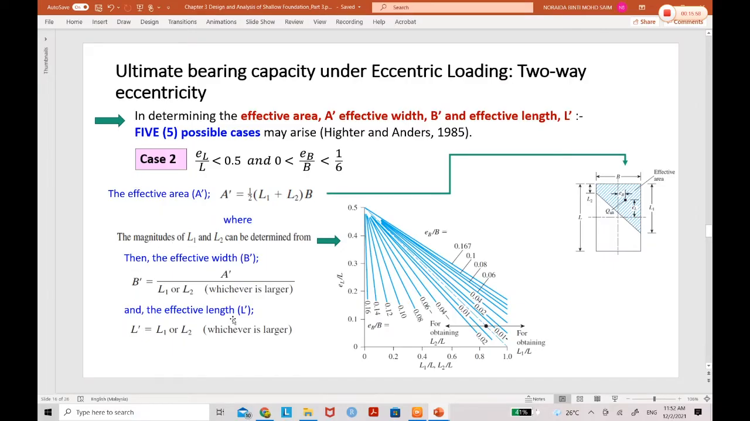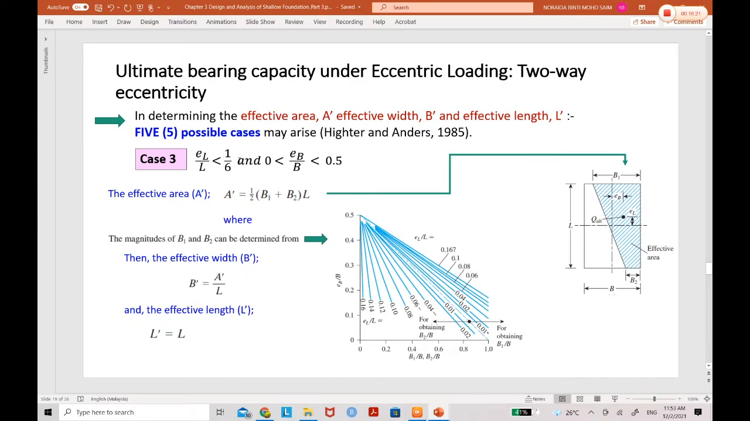So when you have L1 and L2 just now, you can use that L1 and L2 to get the effective area. Then after that, you can determine the effective width B prime and also the L prime. So that is for case number 2. Okay, so this is case number 3.